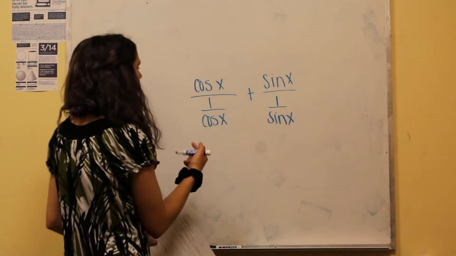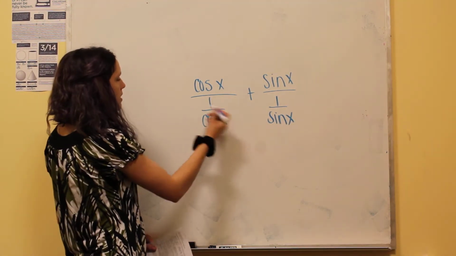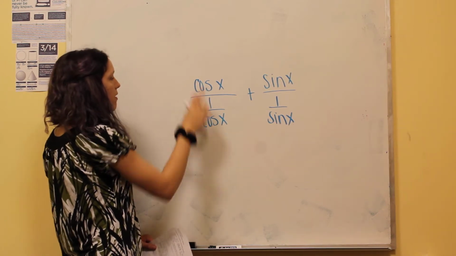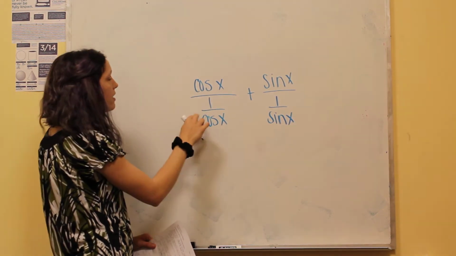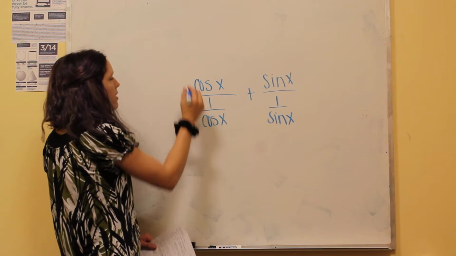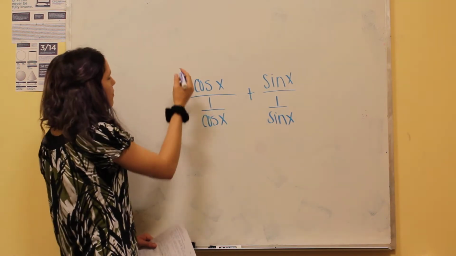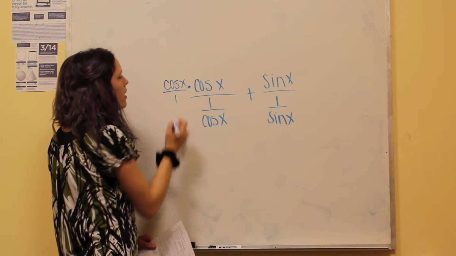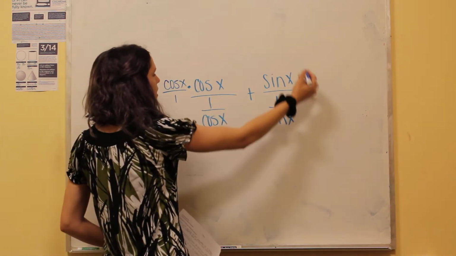Okay, so this is where we left off. And so what we need to do here, since we have double fractions, is to rewrite this guy as multiply by the reciprocal. So cosine x over 1. And so we're going to do the same thing on this side.